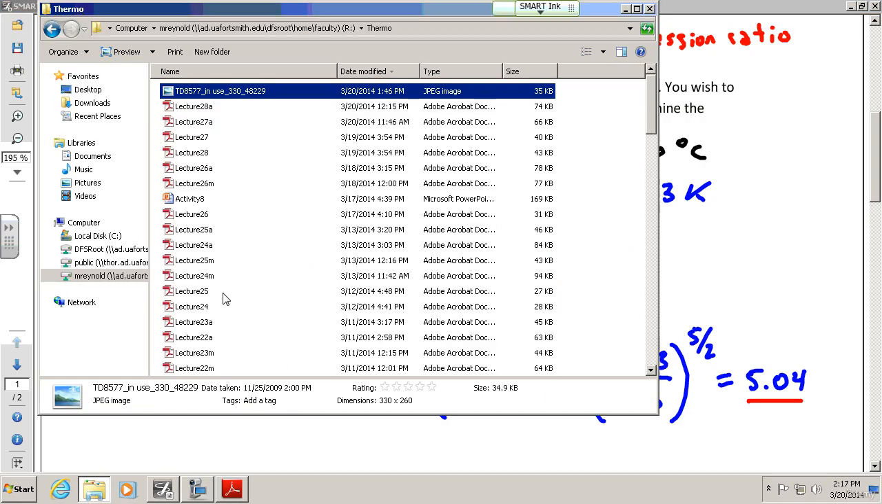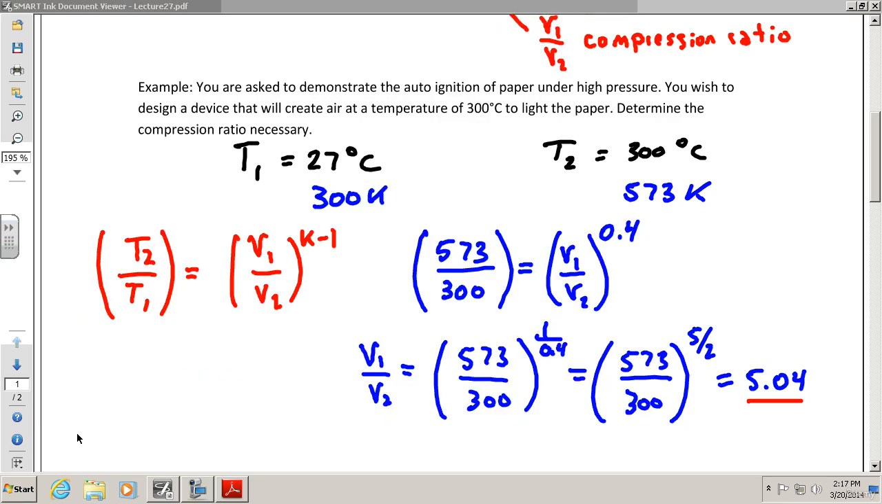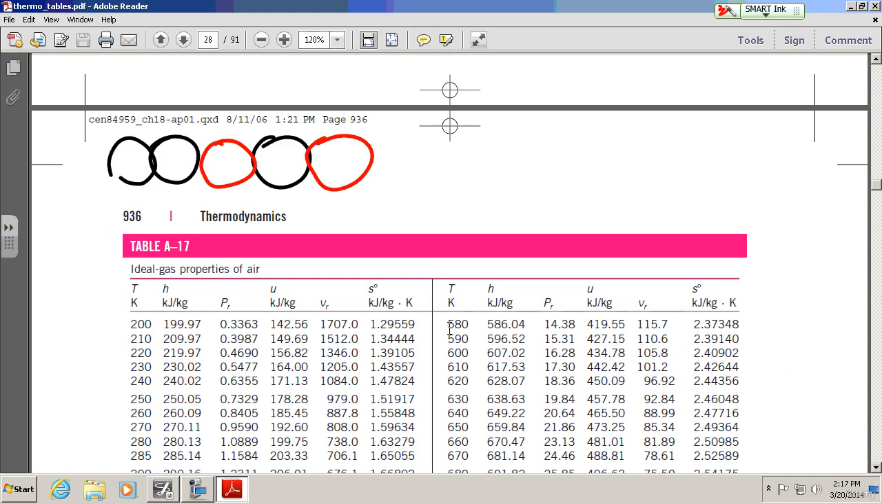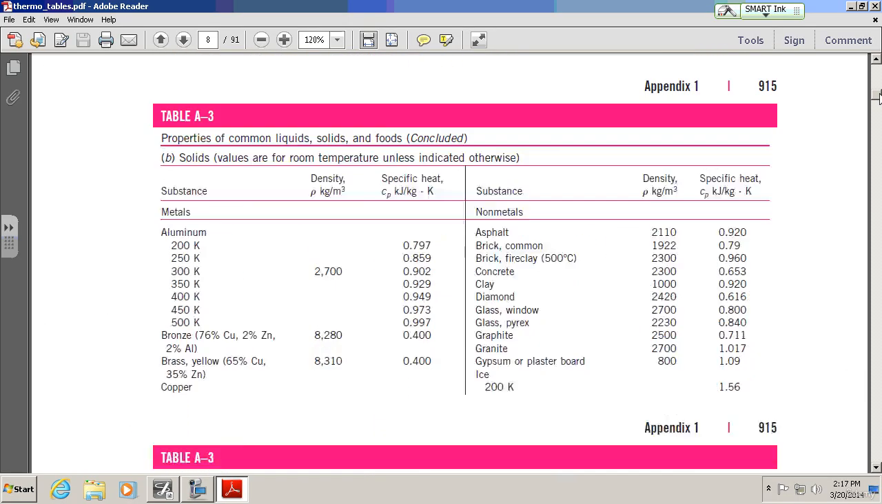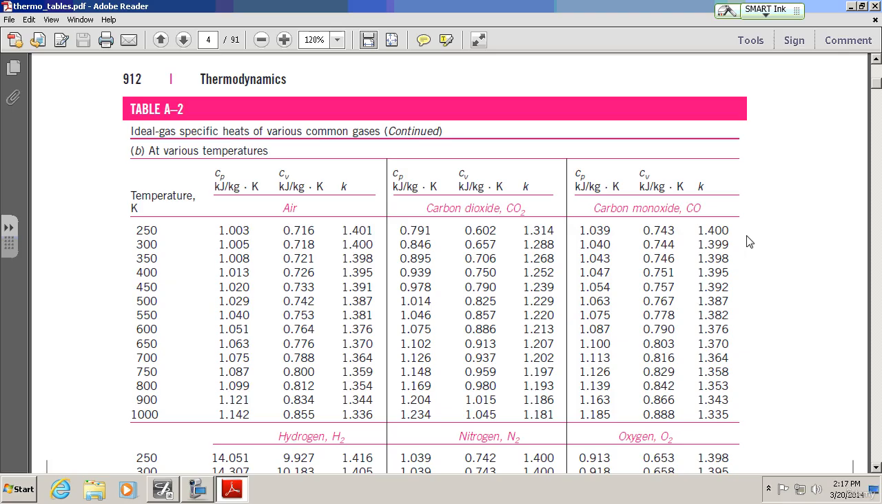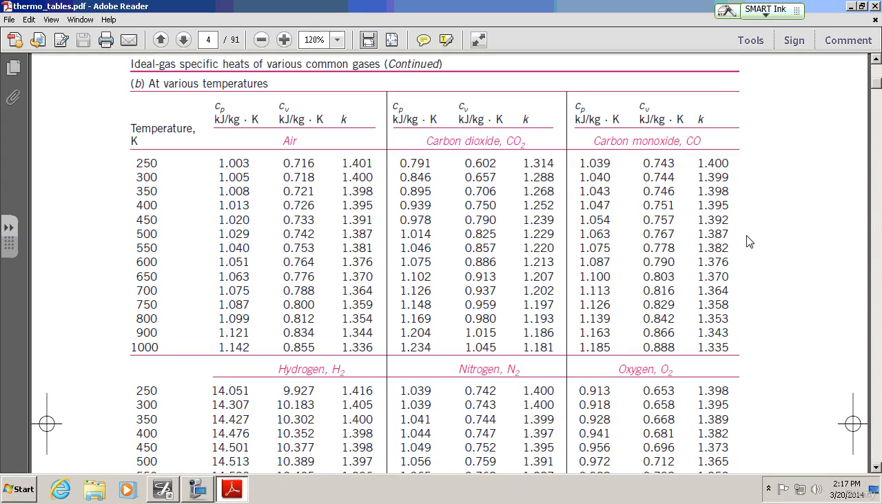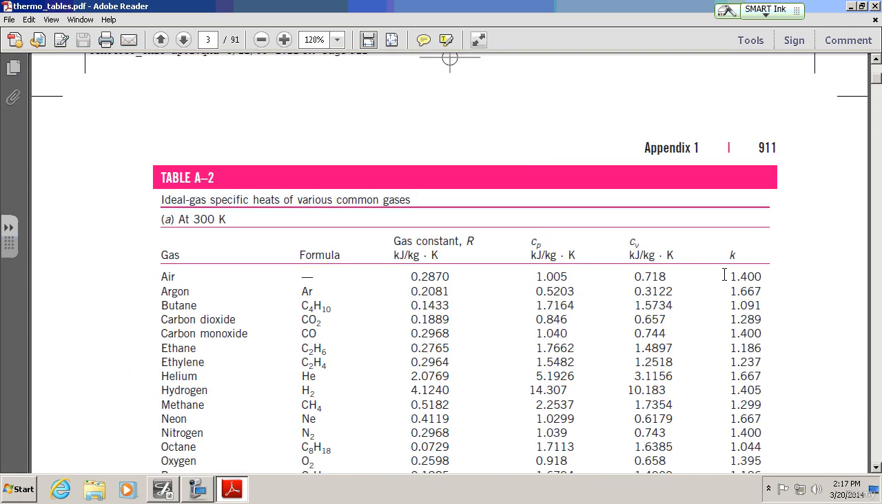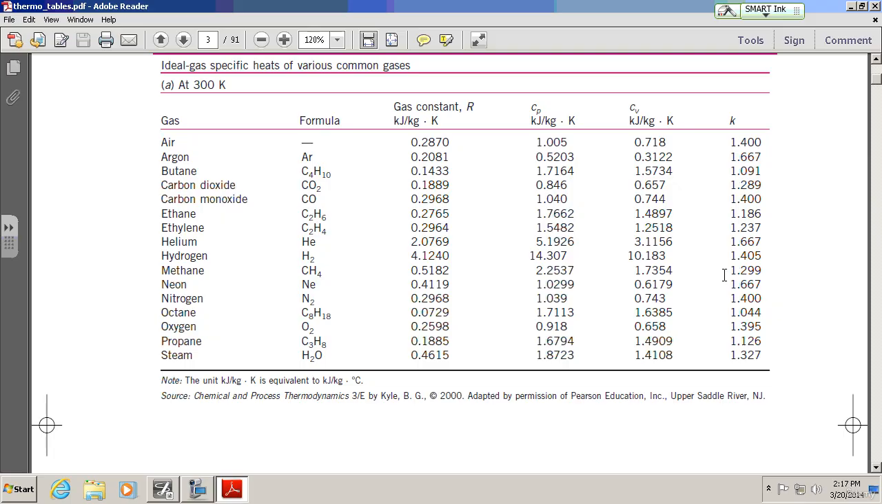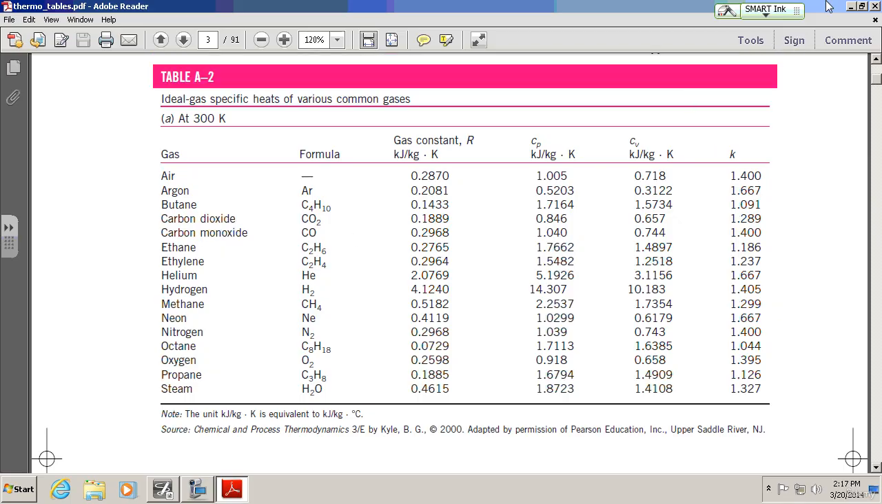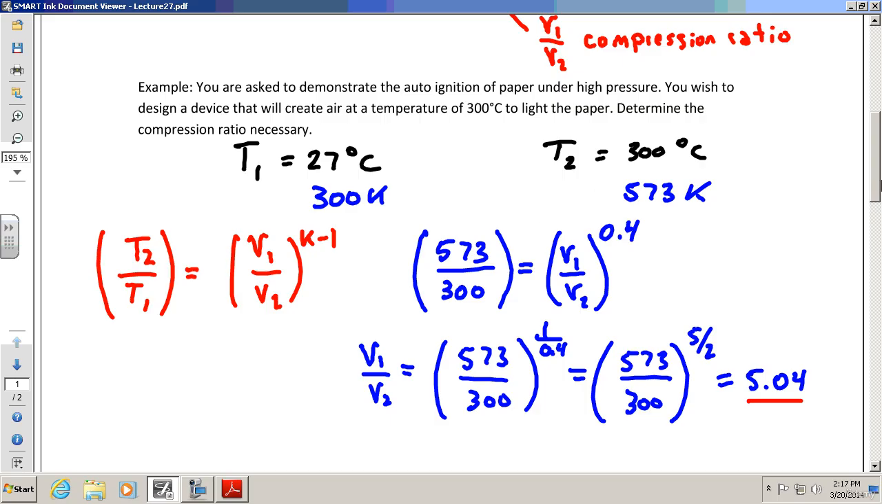Okay, let me pull this up real quick. Oops, I already have the tables. Ks are in the tables. Let me show you. Look, air has a bunch of Ks. We assume it's 1.4, but notice the K for air changes a little bit. You've got all sorts of things. The Ks are always available to you. It's the last line in the column there. So you've got the Ks. All right? So it's a good question.